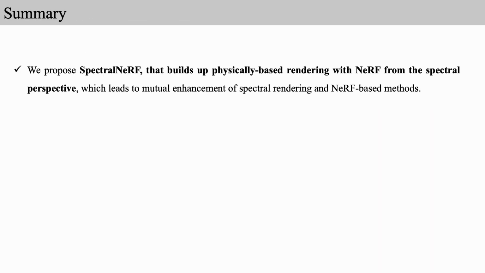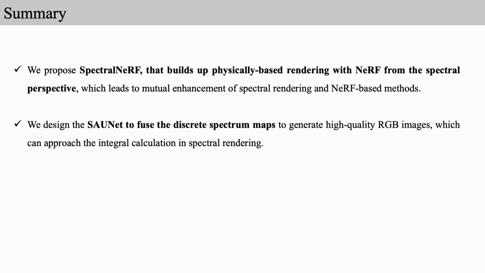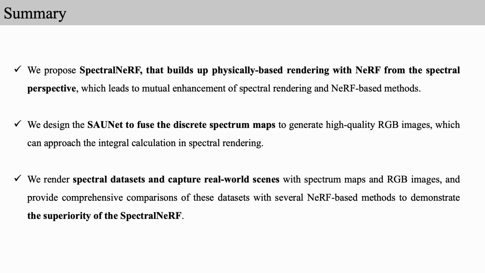In summary, we propose SpectralNeRF, which builds up physically based rendering with NeRF from the spectral perspective, leading to mutual enhancement of spectral rendering and NeRF-based methods. We designed the SAU-net to fuse the discrete spectrum maps to generate high-quality RGB images, which can approach the integral calculation in spectral rendering. We render spectral datasets and capture real-world scenes with spectrum maps and RGB images, and provide comprehensive comparisons of these datasets with several NeRF-based methods to demonstrate the superiority of SpectralNeRF.